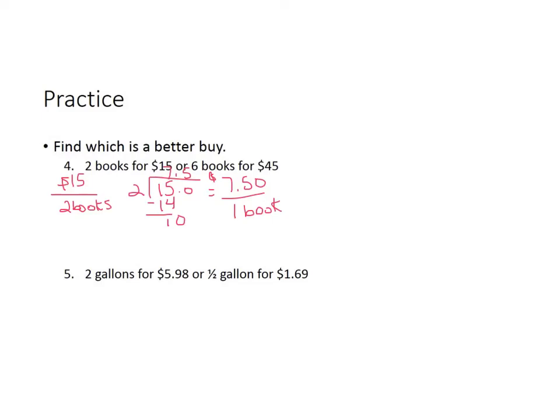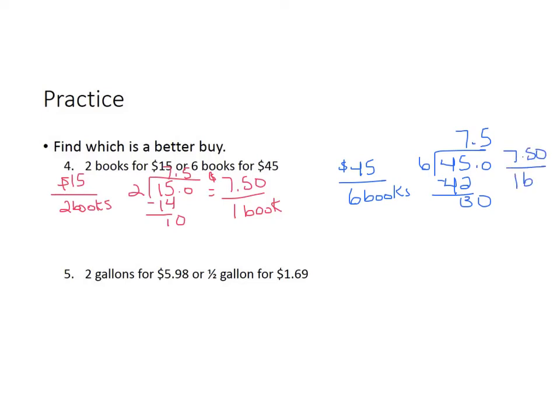The next option is $45 for 6 books. And let's take 45 divided by 6, goes in 7, 42. 6 goes into 30 5 times. So that would be $7.50 per 1 book. So as you just noticed, this is actually an equivalent rate. It would be the same if you were to buy 2 books for $15 or 6 books for $45. They would both be $7.50 per book.